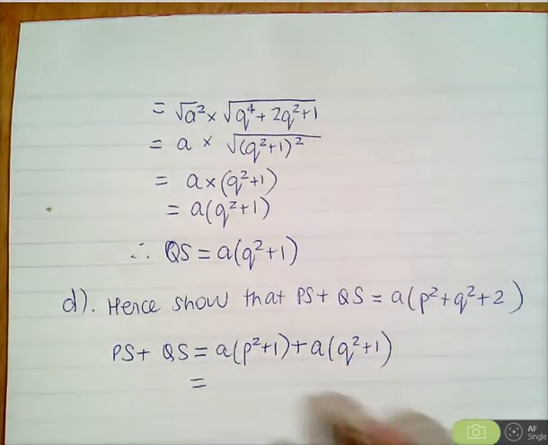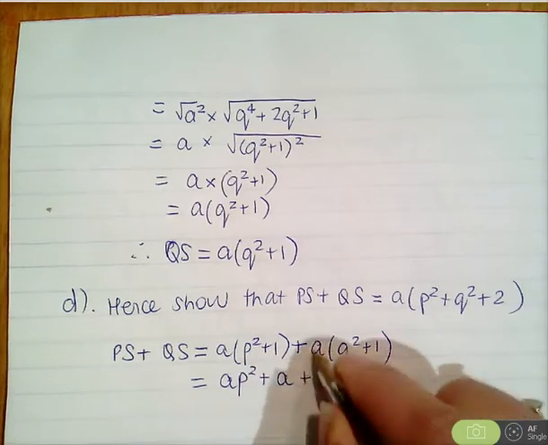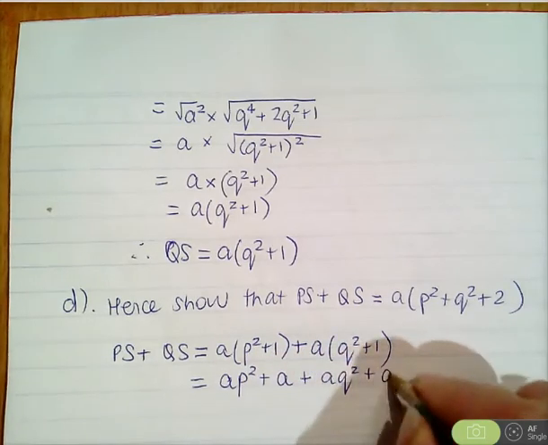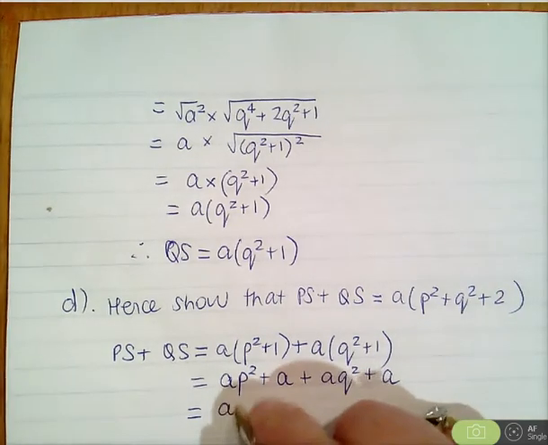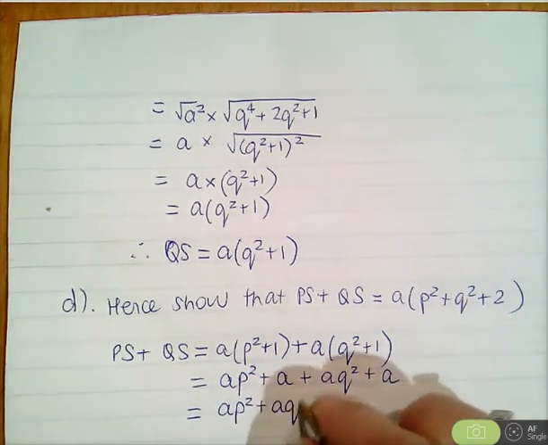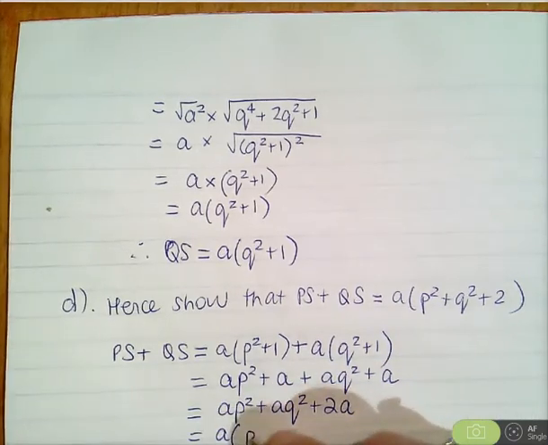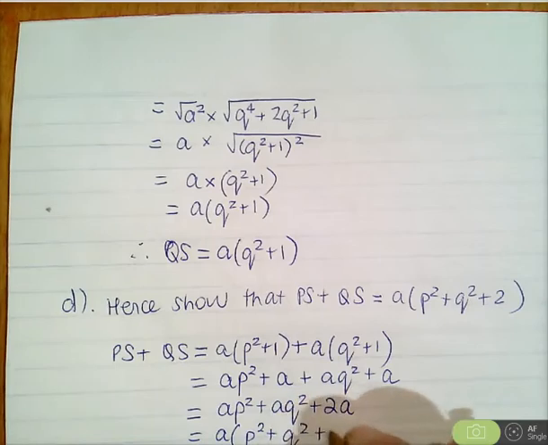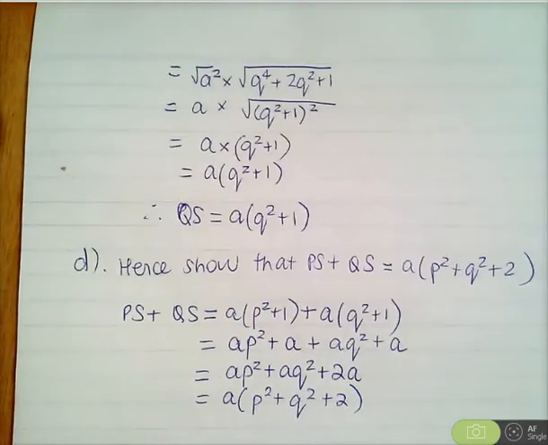And if I expand this, I get ap squared plus a plus aq squared plus a. And collecting like terms, I get ap squared plus aq squared plus 2a, which is a bracket p squared plus q squared plus 2. Okay, and that's what we've been asked to show. And now for the last question.